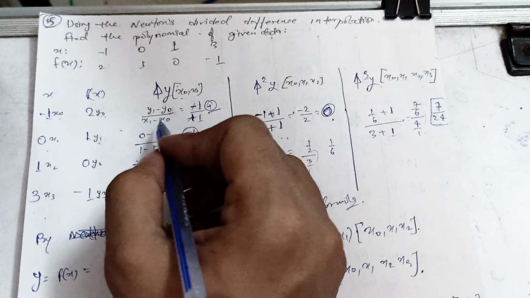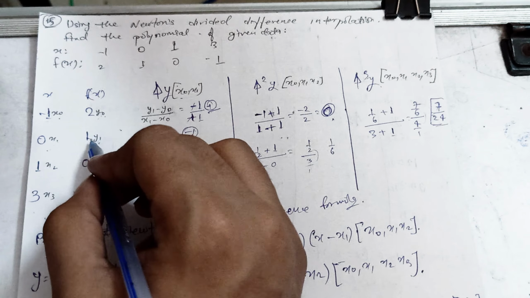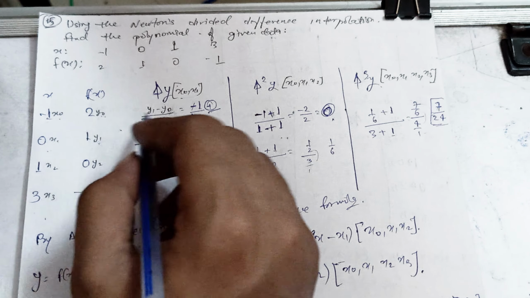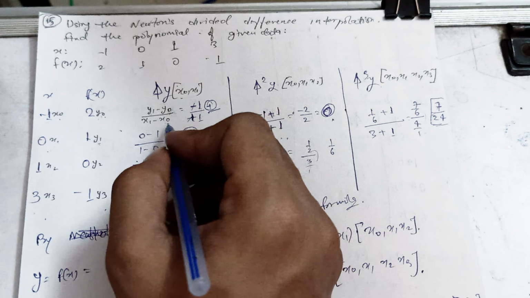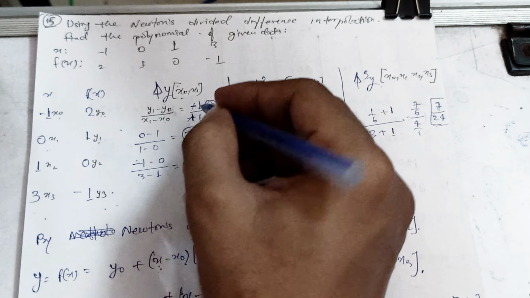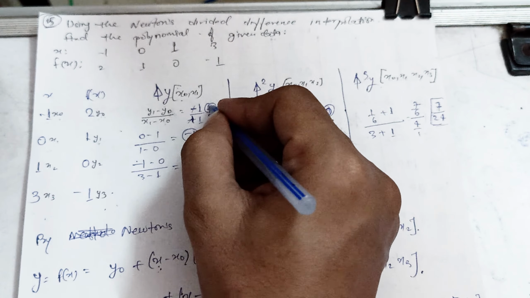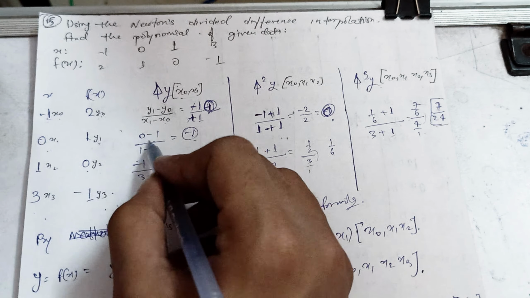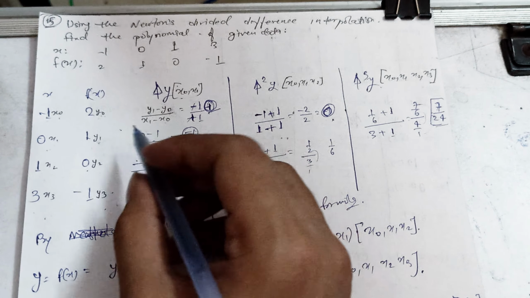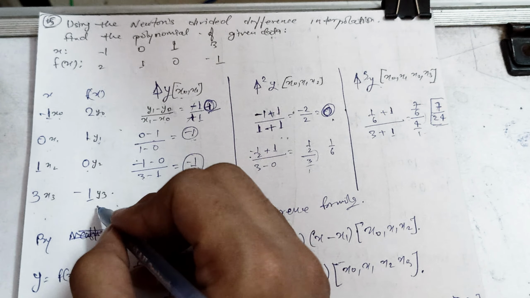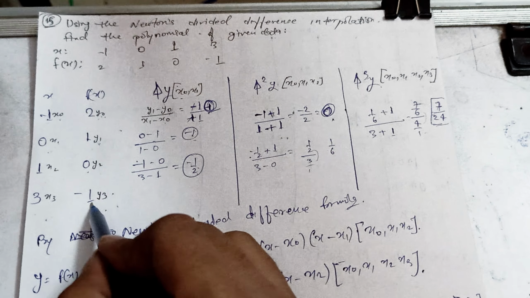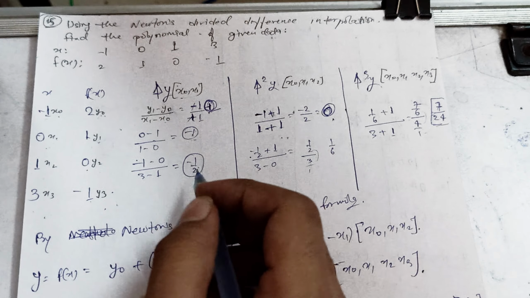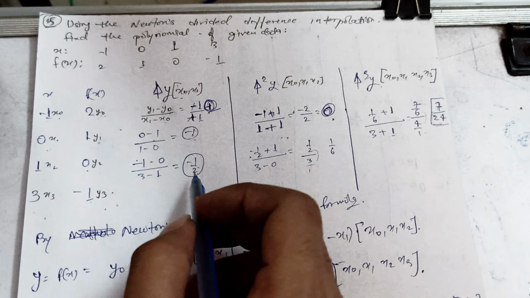So we'll get minus 2, 1 minus 2, that will be minus 1, and 0 minus minus 1, that will be plus, so we'll get plus 1. So here we're going to get minus 1. And for the second term, 0 minus 1 over 1 minus 0, that is minus 1 here. And for the third term, we evaluate minus 1 minus 0 over 3 minus 1, that will be 2. So we get minus 1 by 2 here.